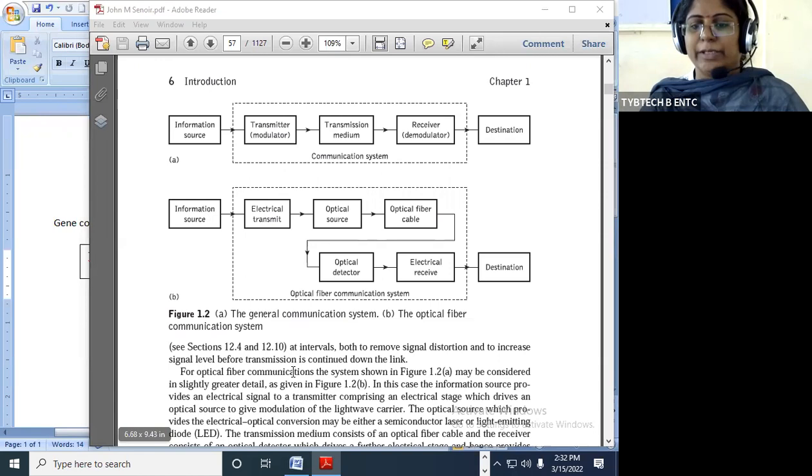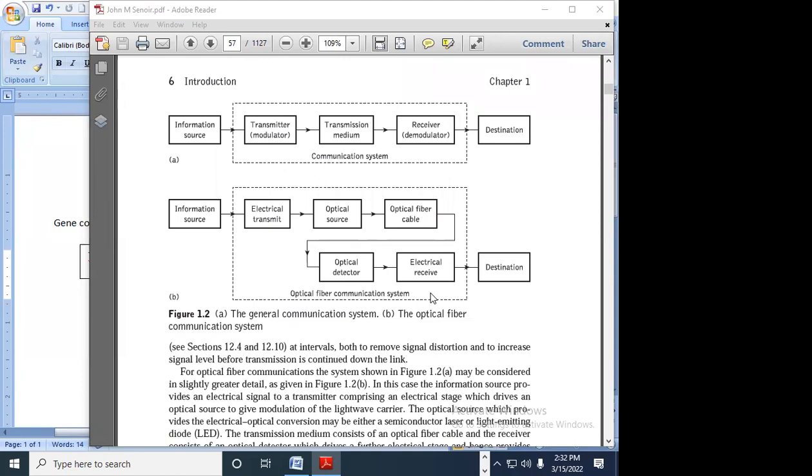Draw this diagram B. Completed? Yes, Pranav. No, ma'am. Draw that diagram B.